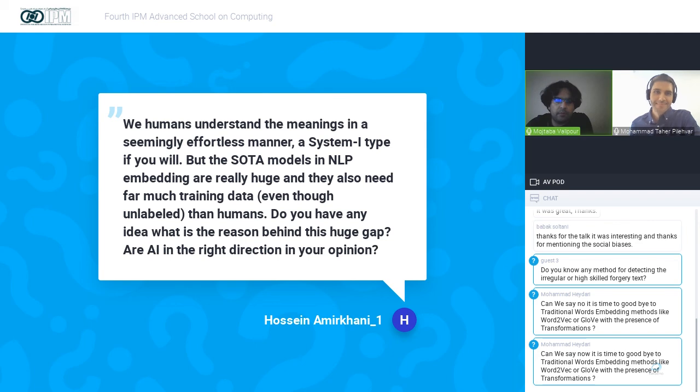Hossein Amir Khani asked that we humans understand meaning in a seemingly effortless manner, a system one type, if you will. But the state-of-the-art models in NLP embedding are really huge, and they also need far more training data, even though unlabeled, than humans. Do you have any idea what's the reason behind this huge gap? Is AI going in the right direction in your opinion?